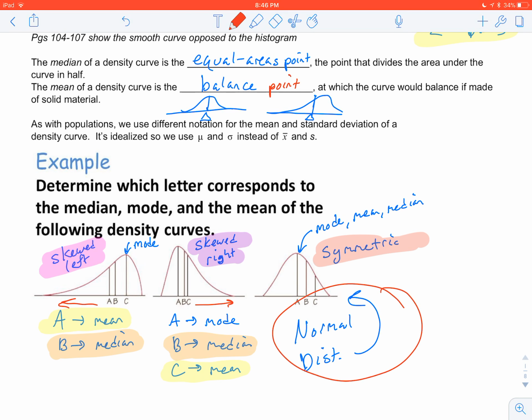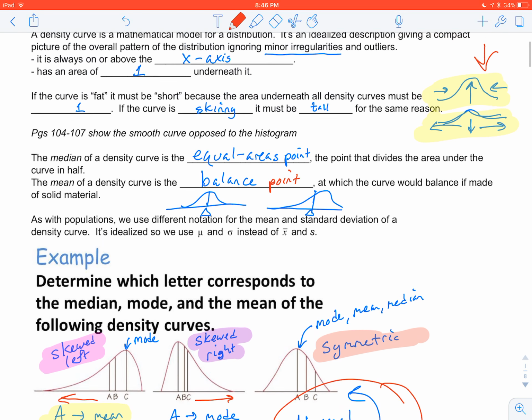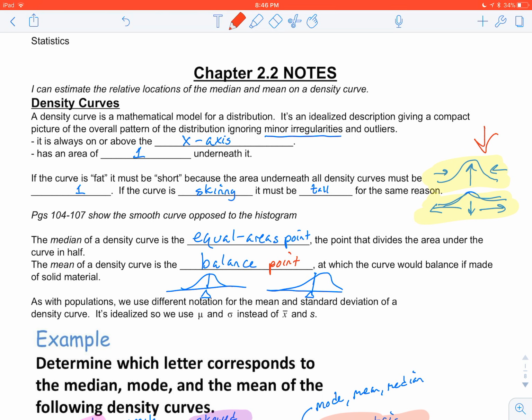Now the mean and median are defined a little bit differently with density curves. The median is called the equal areas point because if the area under the entire curve is 1, that means the median is going to be the exact point where it cuts the area into 0.5 and 0.5 on each side of the median. Now the mean is called the balance point, so if you were to take your curve and actually make it out of a piece of wood and try to balance it at a certain point, the mean would be that exact point where it would balance.